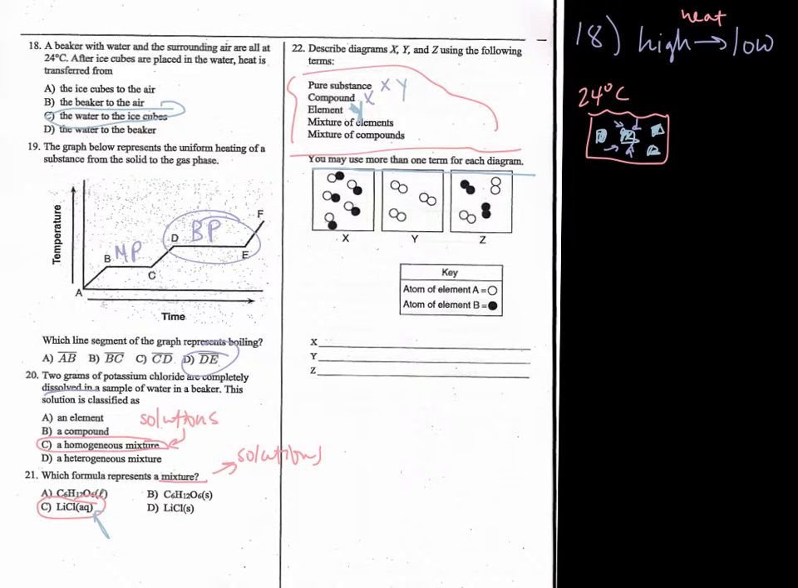Now Z. We got two white circles representing one element. We got two black circles representing another element. So we got a mixture here of elements.